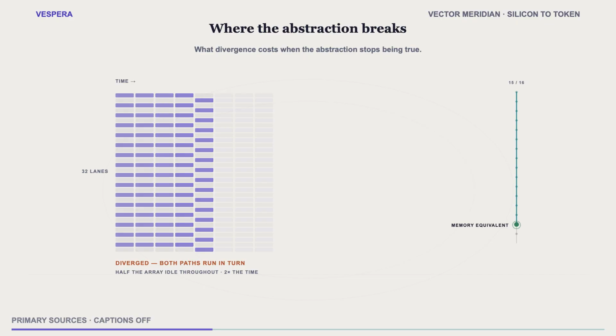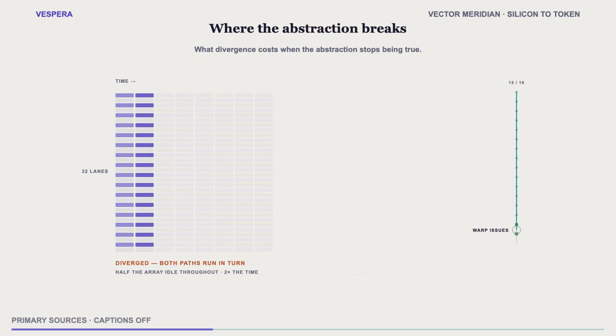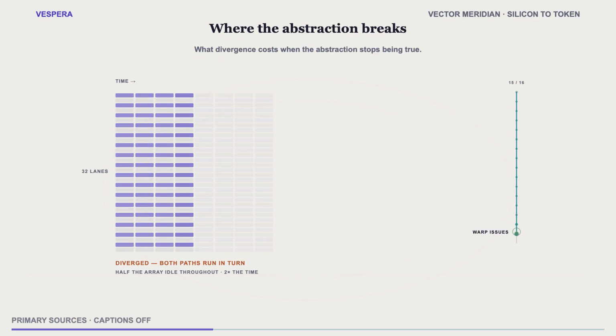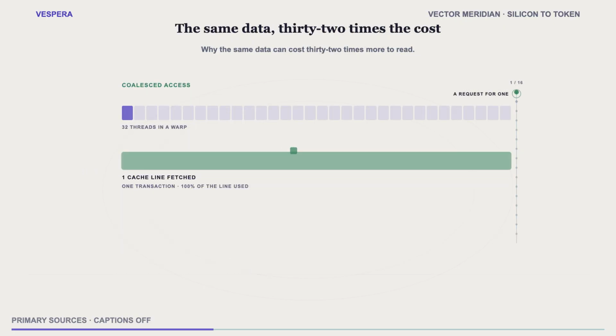This is why the field is full of transposed matrices, padded arrays, blocked loops, structure of arrays instead of array of structs. None of that is arbitrary fussiness. It is all one instruction: make the 32 threads in a warp touch 32 adjacent things. I want to stay with coalescing because it is the place where the abstraction leaks most usefully, and because understanding it properly explains a great deal of otherwise mysterious code.